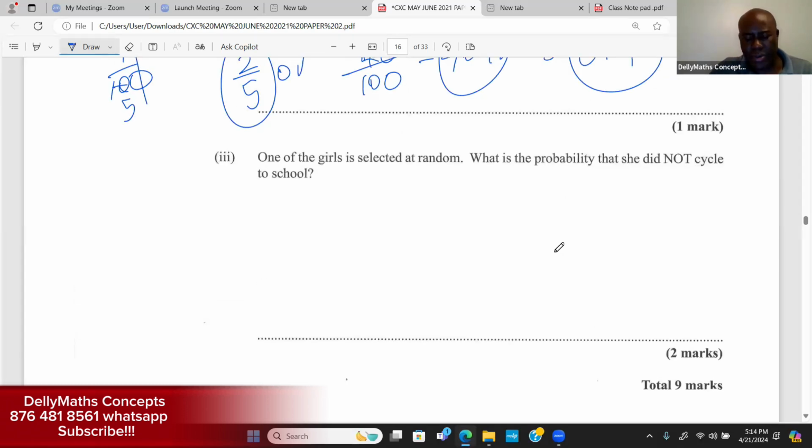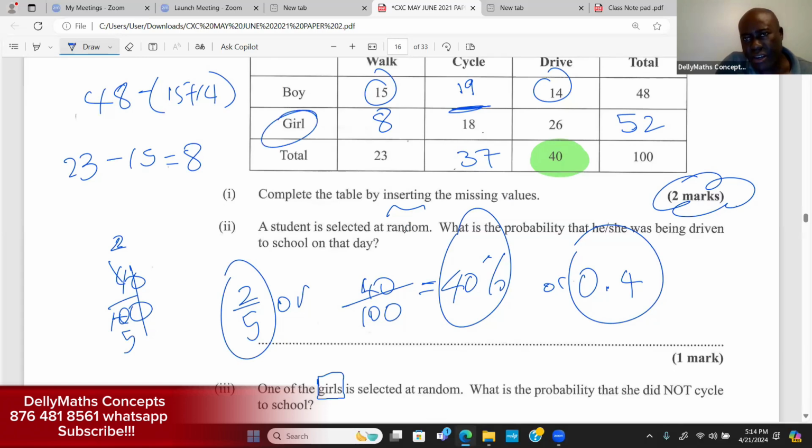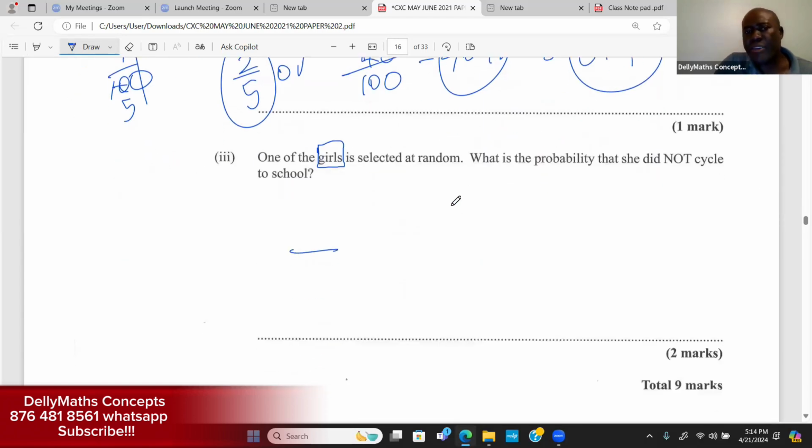This is like the last question. It says one girl. Now you could see where already one girl is selected. So this is not over the total number of students. One girl is selected, so you want to know the total number of girls here. We have 52 girls. So we're ignoring all the boys. We don't even care. We're selecting from girls. One of the girls is selected at random. So my total is from girls now, not from the students.